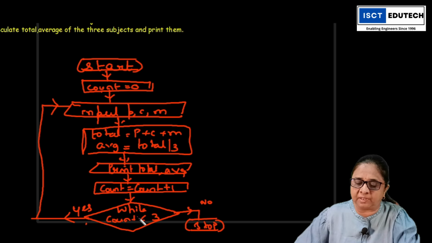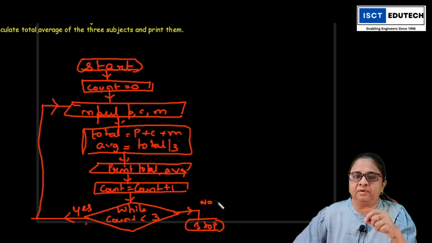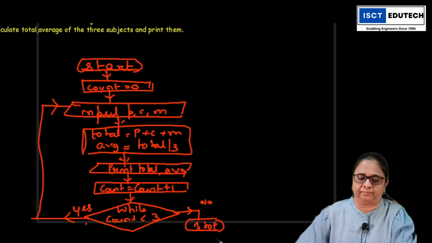Then count becomes 1 plus 1 is equal to 2. 2 less than 3, yes, go back. Input the marks of the third student, calculate. Then count becomes 3. 3 less than 3, no, so stop. Now, convert this into pre-check. Pause the video for a minute, do the conversion, and then let's check what you have got.